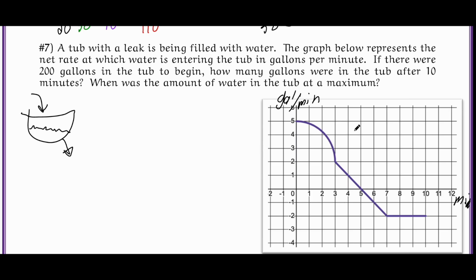So if we want to figure out how many gallons are being added, it's just the area under the curve. It tells us there was 200 gallons to begin with. So we start with 200, and that's going to change. It might get bigger, it might get smaller. The change is the area under the curve. That's the big takeaway from today. When you graph a rate on the y-axis and a time on the x-axis, the area under the curve tells you how much change has been accumulated.